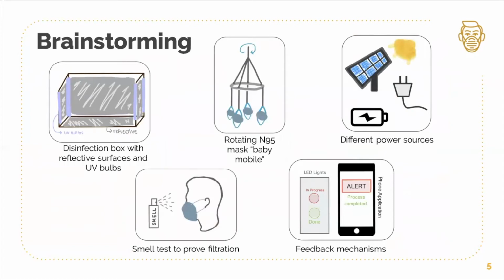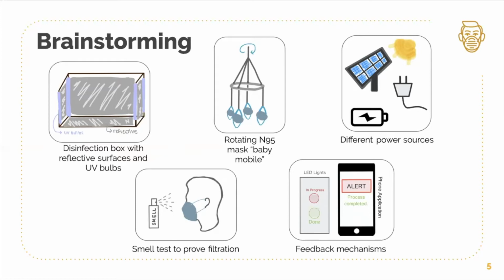After decomposing the system, we focused on brainstorming ideas for specific functions. Because the prior model was expensive and not durable, we've considered designing a disinfection box with reflective surfaces and UV bulbs on the corners. By decreasing the size of the device, the cost goes down and the lamps are held more sturdily. A different idea centered around testing the filtration of the mask post-disinfection is a smell test. If a person wearing the N95 mask has a smelly chemical sprayed near them and they can detect that smell, then the mask does not filter properly.